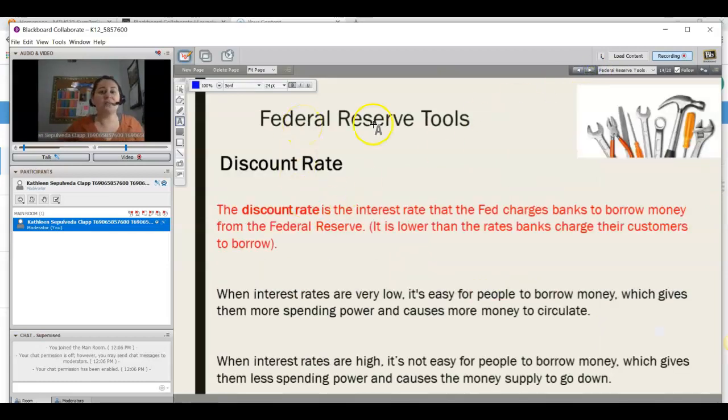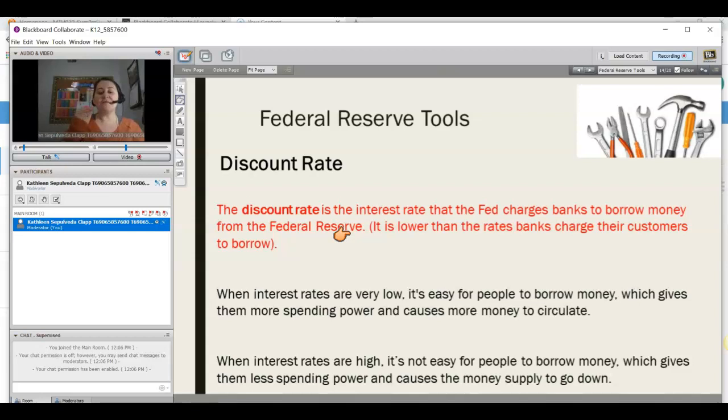All right, let's talk about the Federal Reserve tools. We have three different Federal Reserve tools. First of all is what we call the discount rate. The discount rate is the interest rate that the Fed charges banks to borrow money from the Federal Reserve. So remember, the Federal Reserve, we call it the Fed.